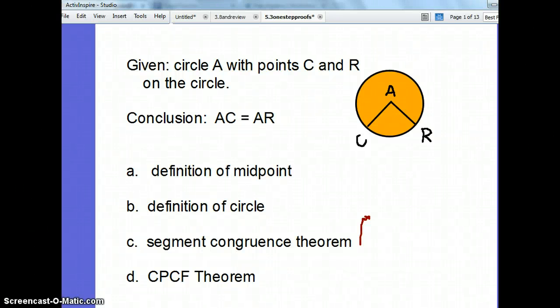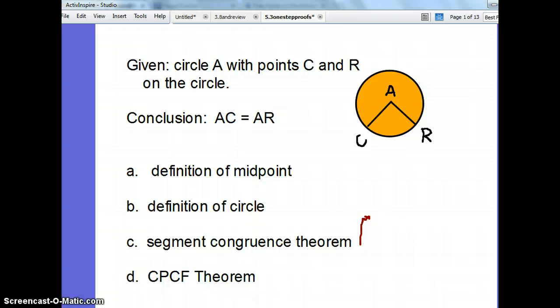Now we're going to section 5.3, and this is one-step proofs or just one-step justifications. We did these in chapter 3. We're just going to add some more things to it, like the idea of congruence, etc.